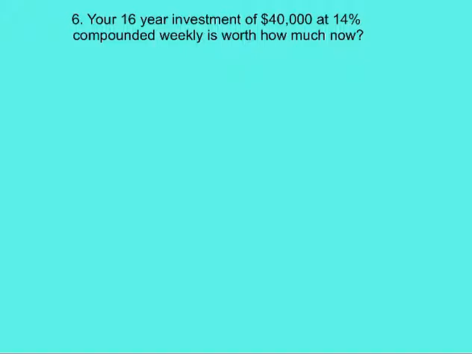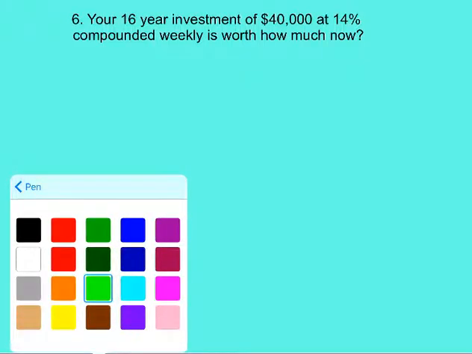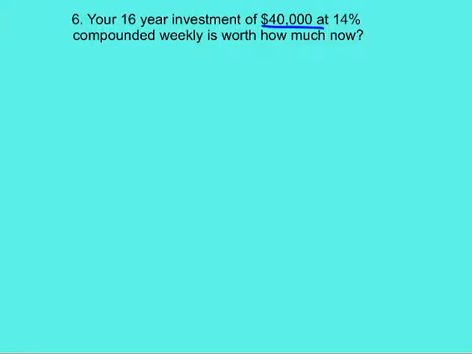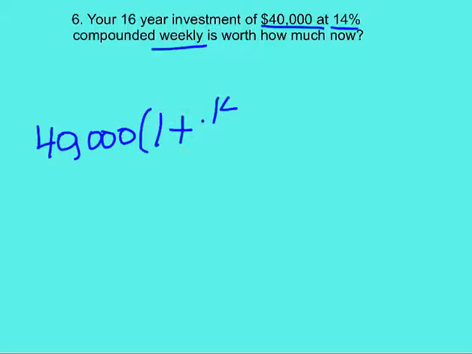Last but not least, let's take a look at the 16-year investment, okay, at $40,000 at 14% compounded weekly. So we're starting off with $40,000. Okay, so then we have a rate of 0.14. Okay, compounded weekly, and there's 52 weeks in a year. So that's what I'm going to put down there is 52. Okay, then that's going to be raised to the 52 times the number of years, which is 16.